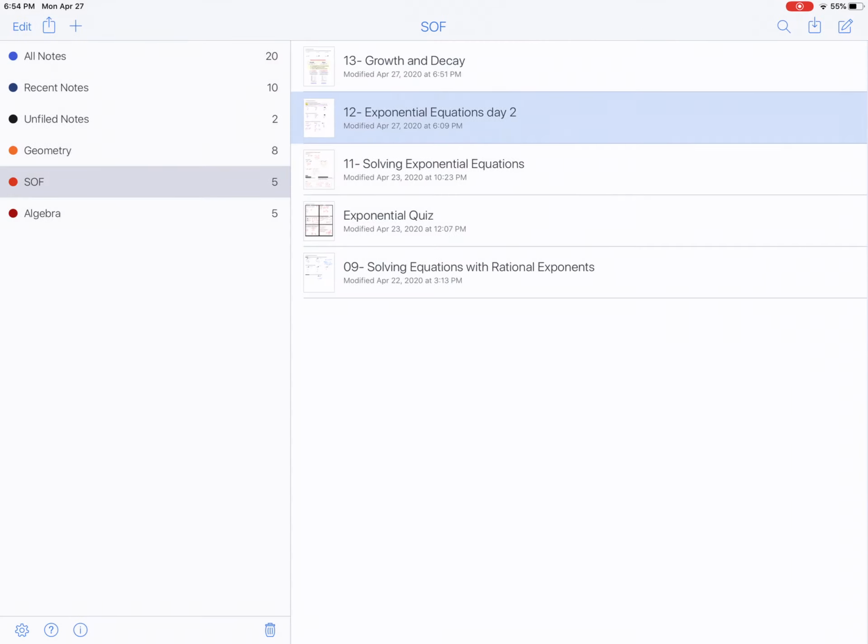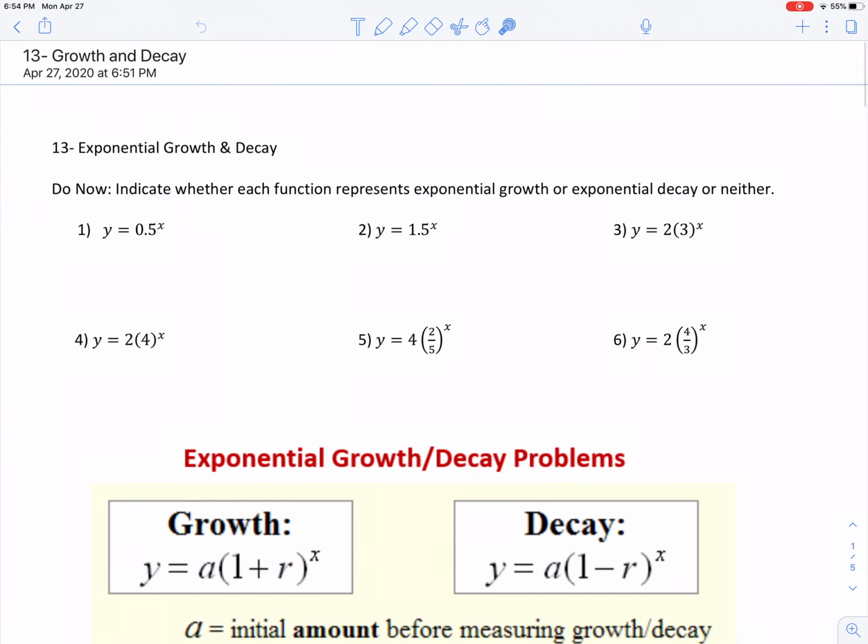Now we're moving on to growth and decay. So the do now, pause this and answer on your own, because this is review from earlier in the topic before the graded assignment. Indicate whether each function represents growth or decay. So do you remember how we determine that? From the base. If the base is greater than 1, it's growth. If the base is between 0 and 1, it's decay.